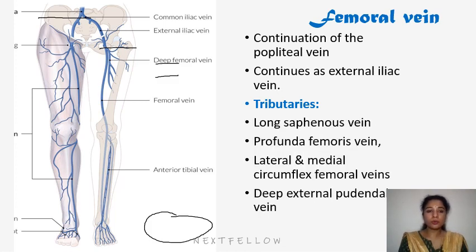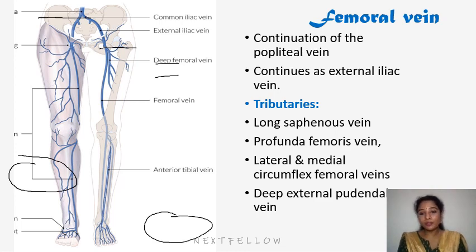And apart from that, the profunda femoris vein, which is called the deep femoral vein. That is the reason the femoral vein is sometimes called the superficial femoral vein. Don't get confused with that. Deep femoral vein or profunda femoris vein means the same, which goes to the posterior compartment to drain the blood from the hamstring compartment.